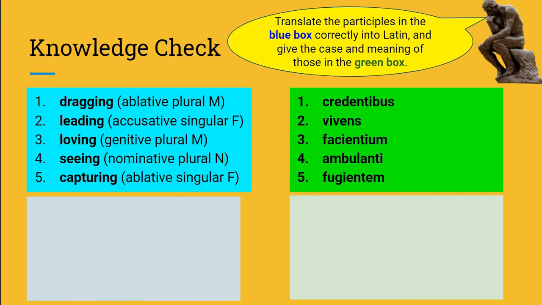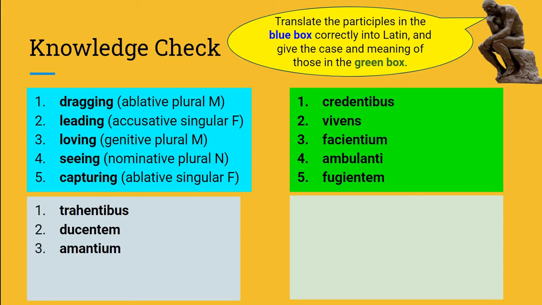Alright, let's see how you got on. So dragging here will be trahentibus, because we've made it ablative, plural and masculine. Leading here will be ducentem, because we've made it accusative, singular and feminine.